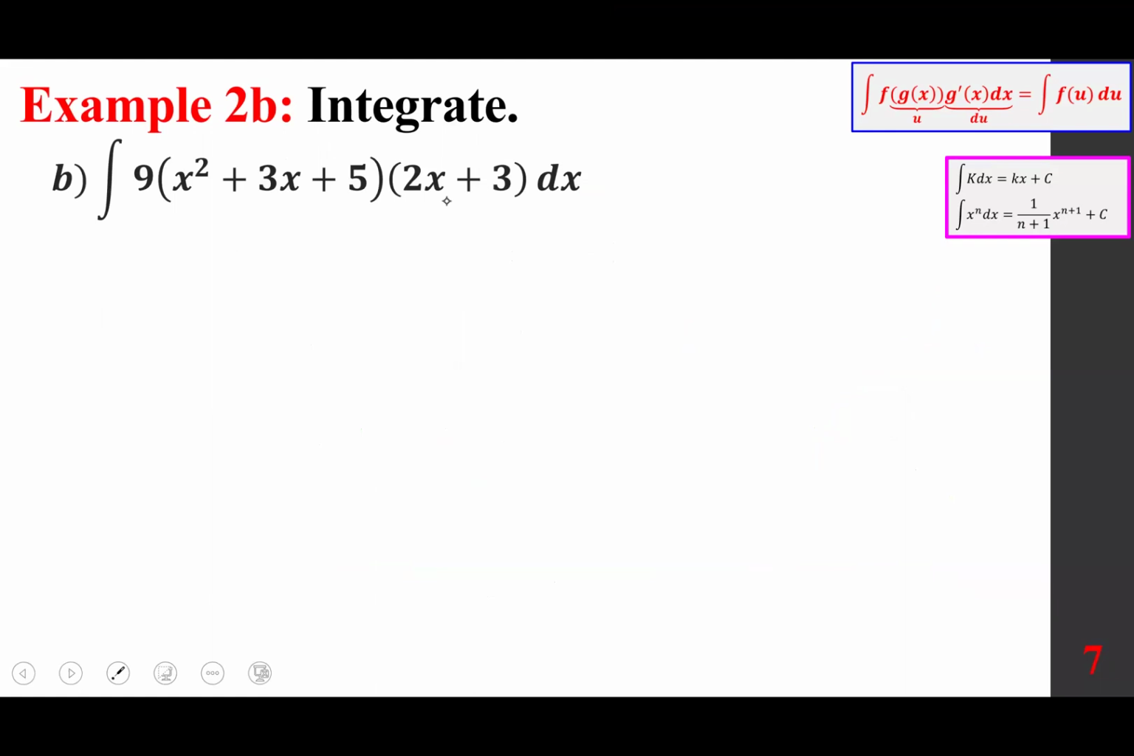Again, you can multiply, but going by the substitution method, the more complicated polynomial, in this case x squared plus 3x plus 5, is a choice of u. You notice the derivative is 2x plus 3. Therefore, du is 2x plus 3 times dx.